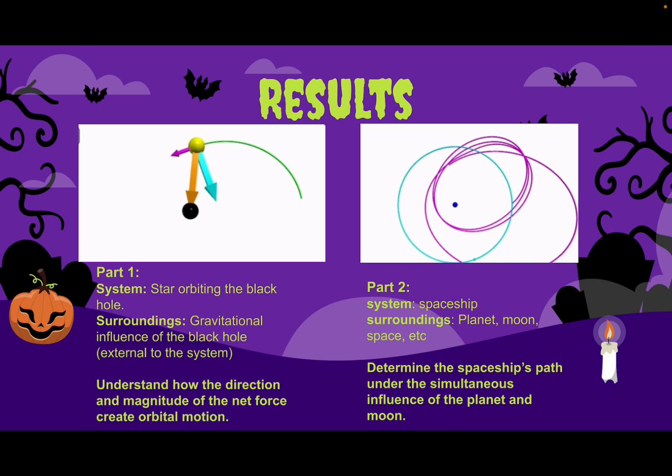On the right shows part 2 of the lab, where the orbit of the spaceship around the moon and planet is shown. The system is a spaceship while the surrounding is the planet, moon, space, and other forces. And we were able to determine the spaceship's path under simultaneous influence of the planet and the moon.